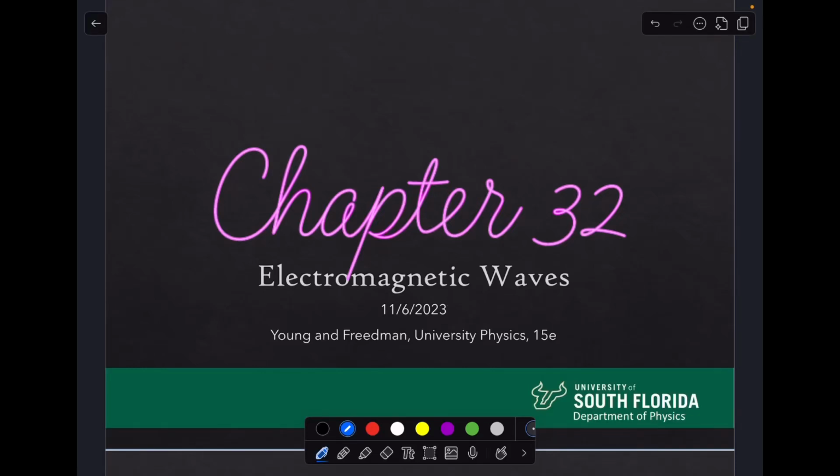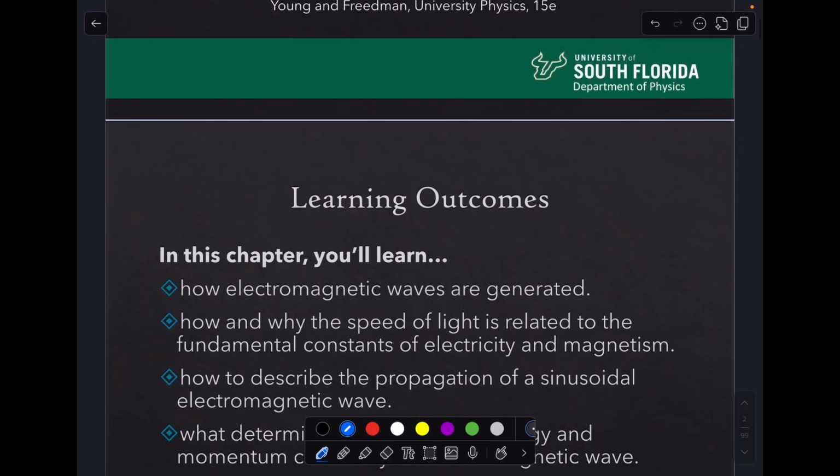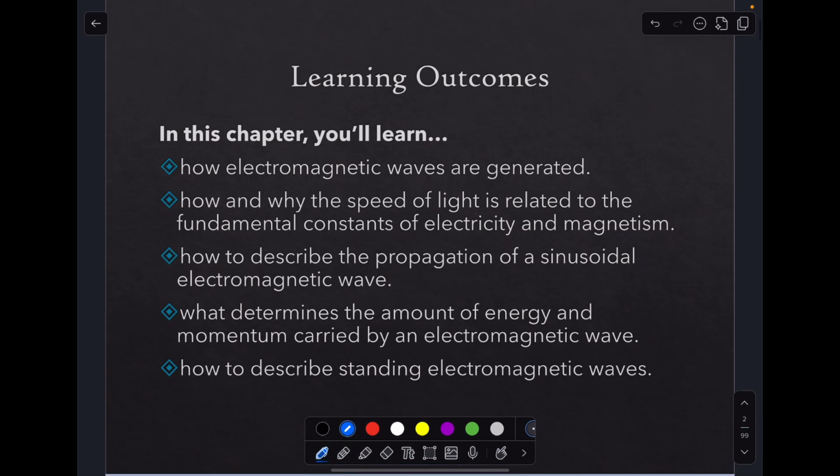Hello, welcome back to our final unit, Unit 6. We are going to start talking about electric and magnetic fields together, and we're going to start treating them as waves. And that is going to be a pretty interesting set of discussions we're going to have. A lot of people find this to be maybe the most interesting topic in the entire book.